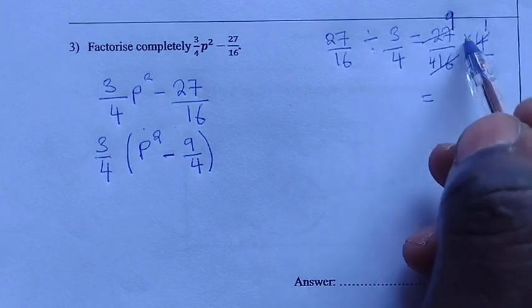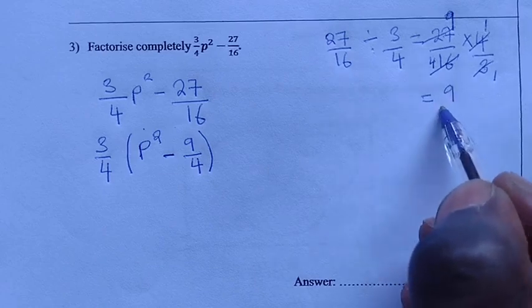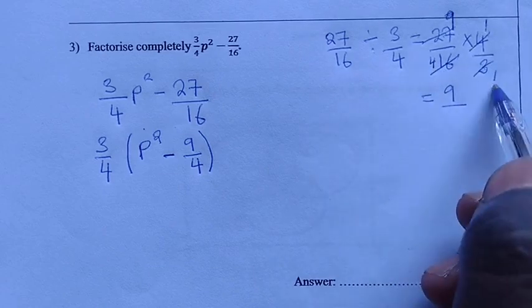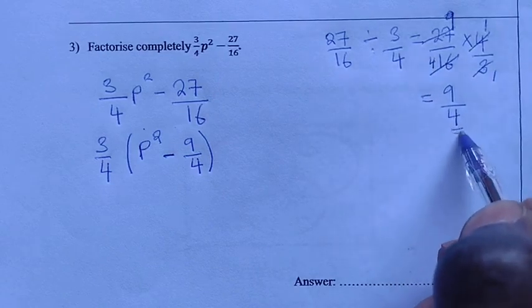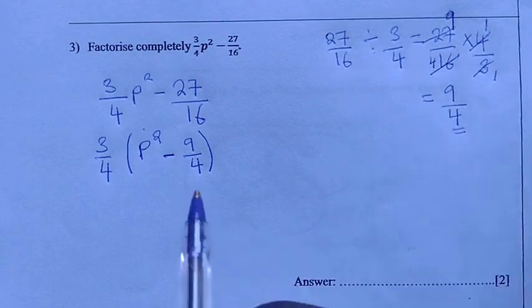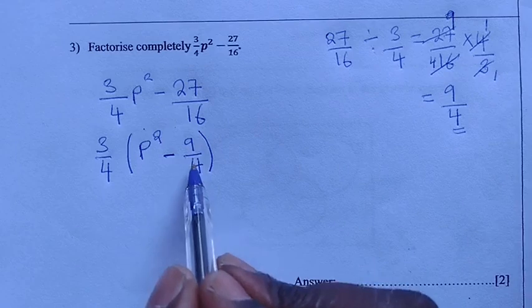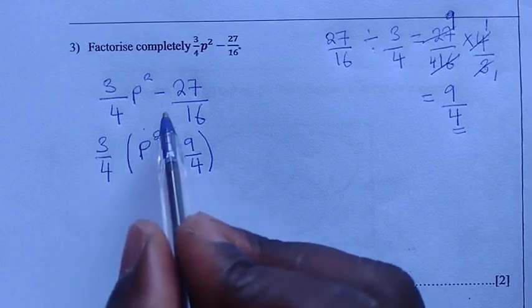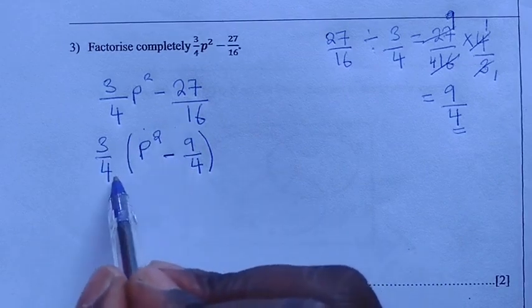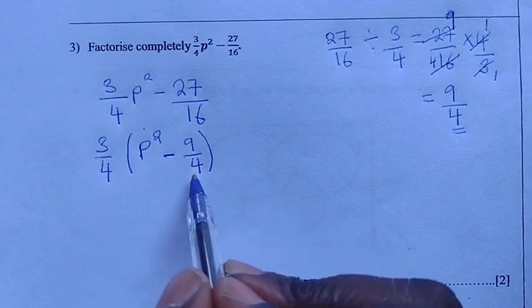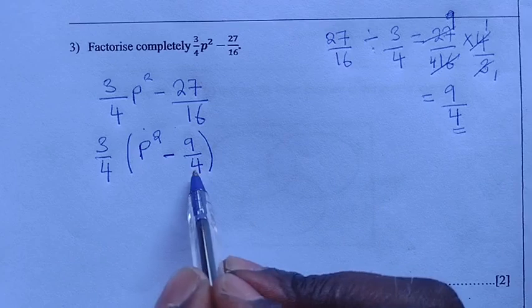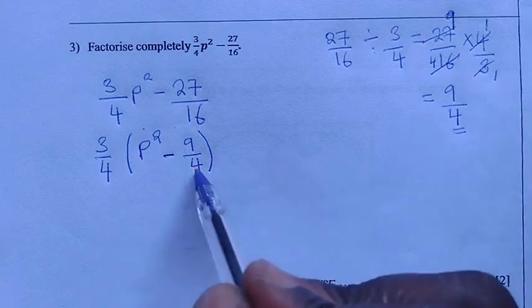So 9 times 1, this is the 9 over 4 times 1. This is the 4. This is the 9 over 4. So it's the one that I wrote here. So what I did, I just said, okay, 3 into 27 is 9, 4 into 16, it's a 4. Okay, so this is how we arrived to this answer.